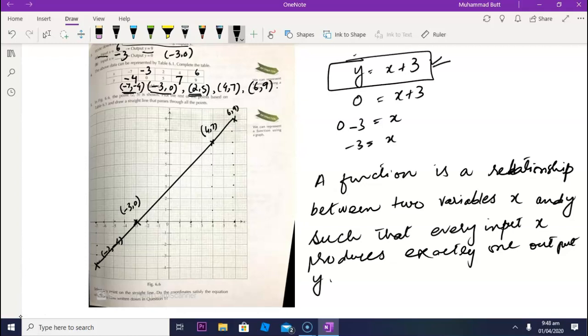From this equation, you can see that when the value of x is given to you, you can find out y. So that's what is mentioned in this statement, that when every input x is given to you, it produces exactly one output y. And this is actually the function. A function is a relationship between the two variables x and y, which are shown in the equation, and every input x produces exactly one output y. When the input is given to you, you can find out the output. When the output is given to you, you can find out the input.